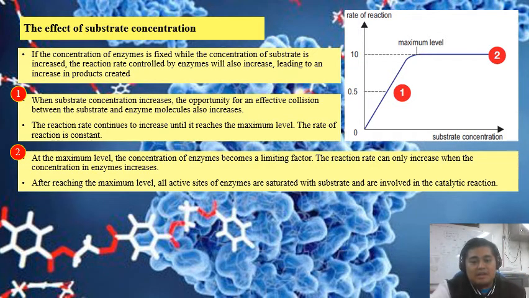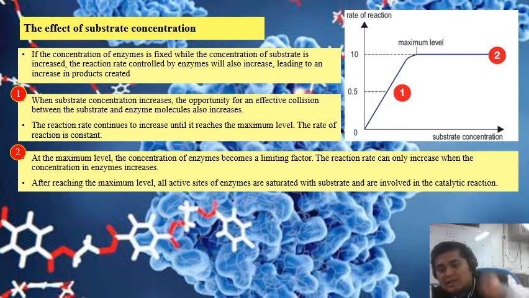After reaching the maximum level, all active sites of the enzyme are saturated with substrate and involved in the catalytic reaction. So dengan kata lain, since bila kita dah naikkan concentration dia, tapak aktif tu dah penuh, dah padat dengan kita punya substrate. So dia akan ambil masa. So sebab itulah dia punya maximum level dia akan jadi constant.